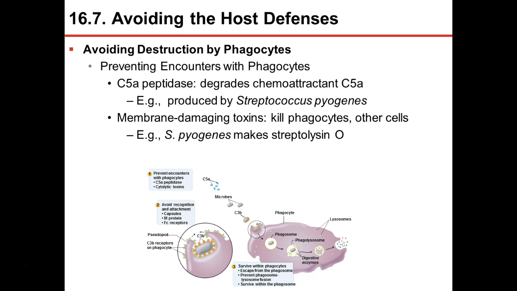Other ones are actually just going to straight up destroy the phagocyte by causing it to die through necrosis or apoptosis. In this case, the same exact bacteria can produce a toxin that essentially kills the phagocyte once it has been ingested.